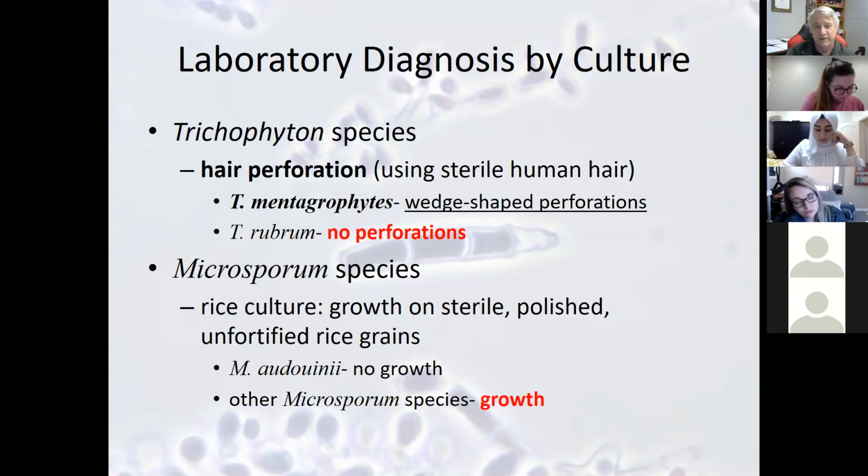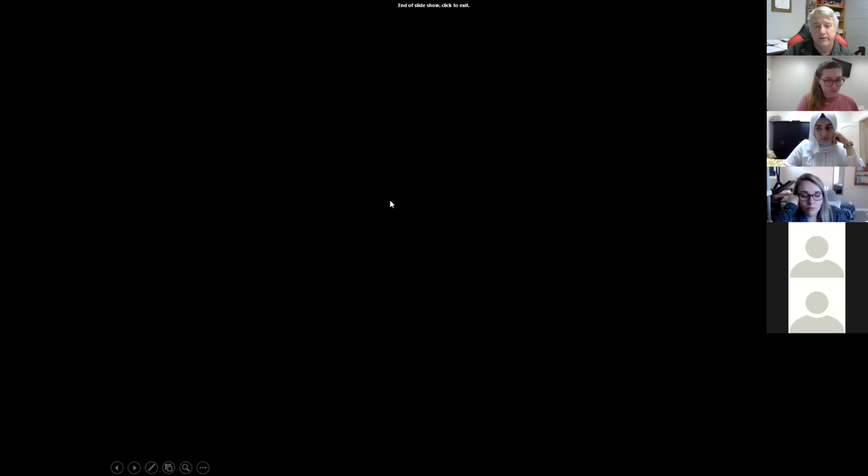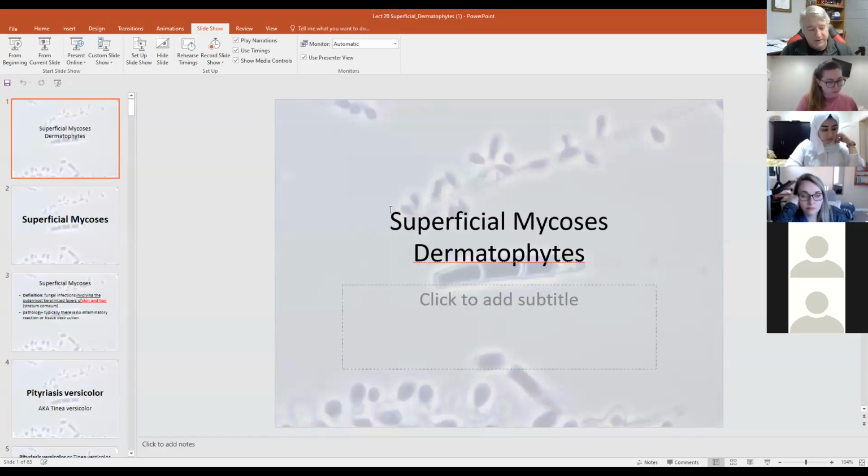So a couple of ways of just some old school diagnosing. So there's our hair follicle, nodules. These are the grooves in the hair. All right. So now there's exciting dermatophytes. So we left ourselves a good time to go.